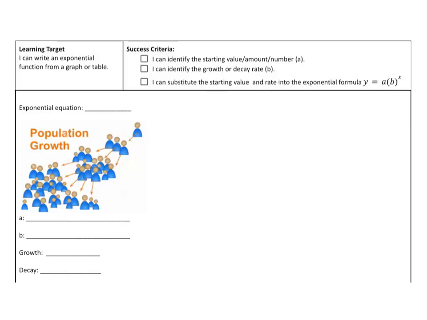Hey guys, let's look at writing exponential functions from real world situations. To be successful in this, we want to be able to identify the starting value or the starting amount or number, which is going to be my A value, and then identify that growth or decay rate, which can be given to us a couple different ways, and we'll look at that more in a second. That's our B value, and then substitute those into the exponential formula.